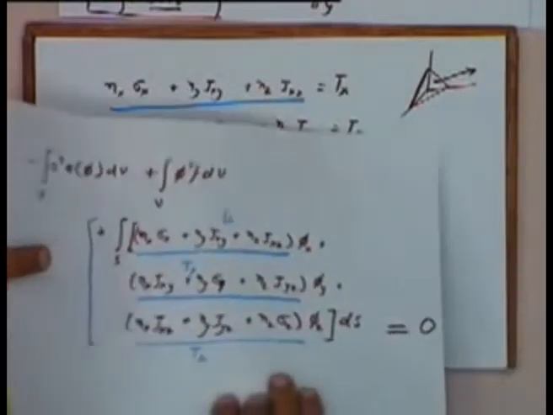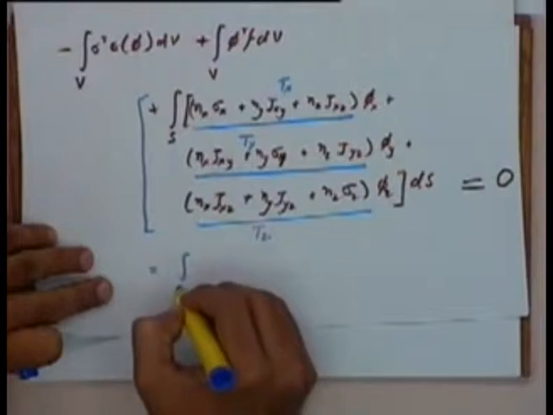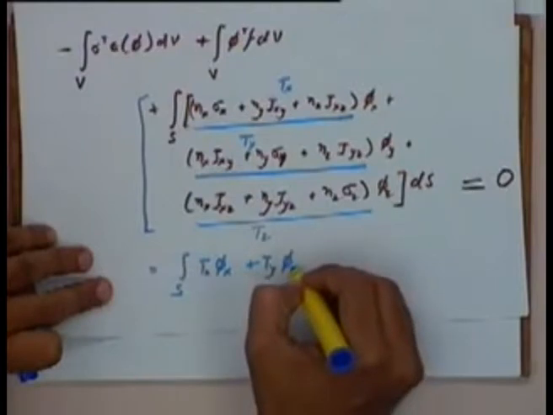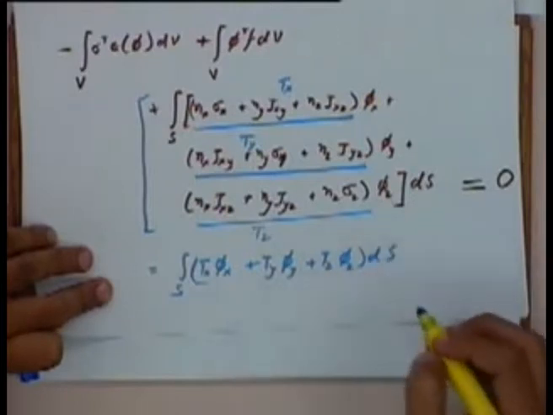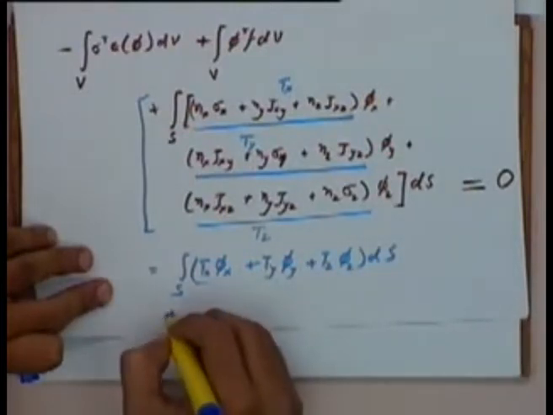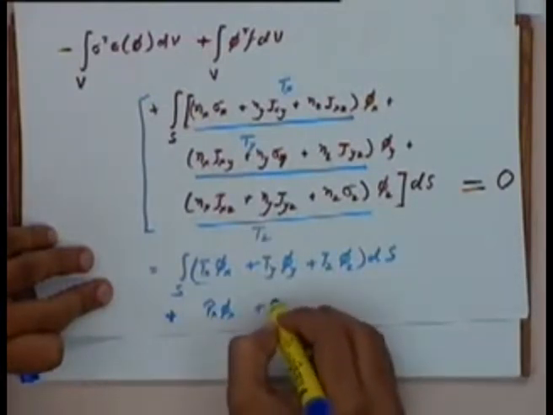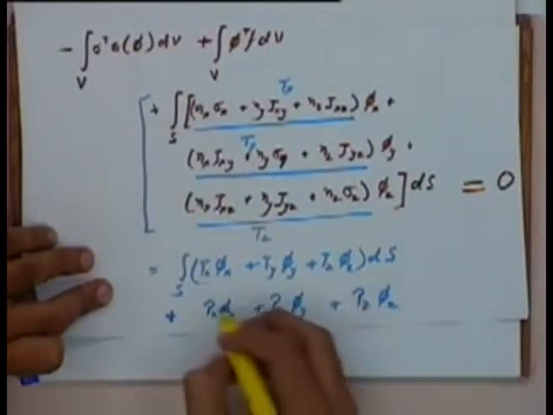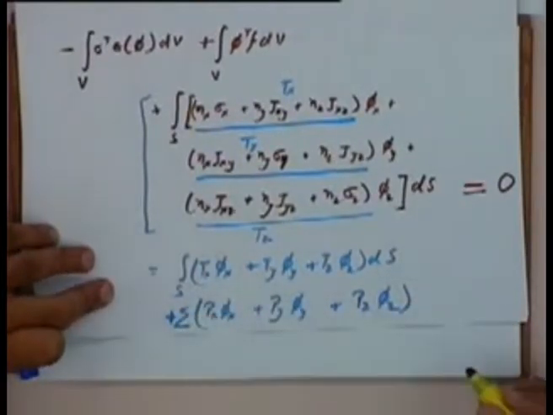So this surface integral will be equal to the surface integral of Tx phi x plus Ty phi y plus Tz phi z multiplied by ds, plus, for the point loads, Px multiplied by phi x plus Py multiplied by phi y plus Pz multiplied by phi z. Since the point loads are discrete, I will have to carry out a summation over all the point loads.